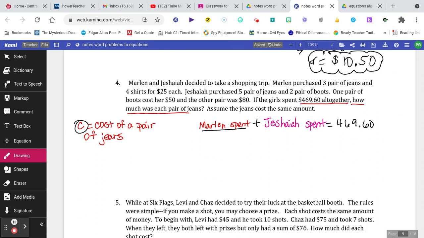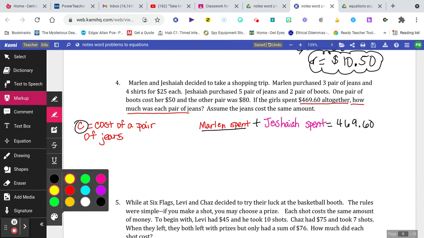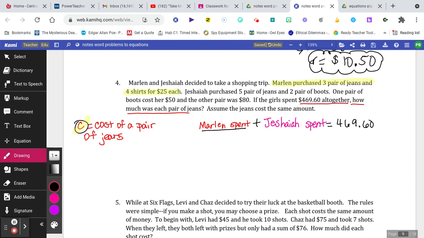So I need a variable expression for Marlene. It's got to have C in it though, okay? So go to Marlene. Let's find out what she spent. She bought 3 pair of jeans, which cost C dollars, and 4 shirts for $25 each. So I know she spent C dollars 3 times, so that's 3C. Plus she bought 4 shirts for $25 each. That means she spent an additional $100 on shirts.